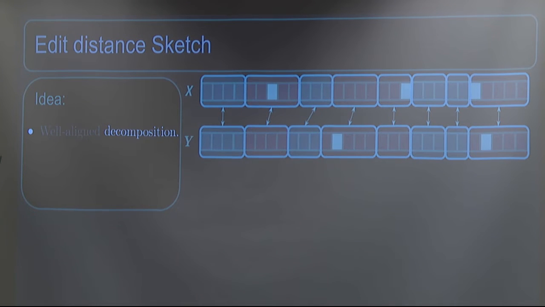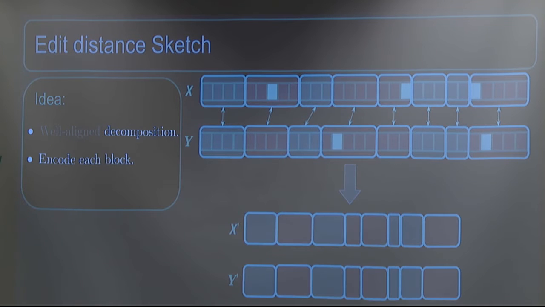So the decomposition is done independently? Oh, that's a good point. At the start I said that when computing the sketch of X, you do not have information about Y. I don't know if the picture is misleading, but the decomposition is done independently on X and Y.